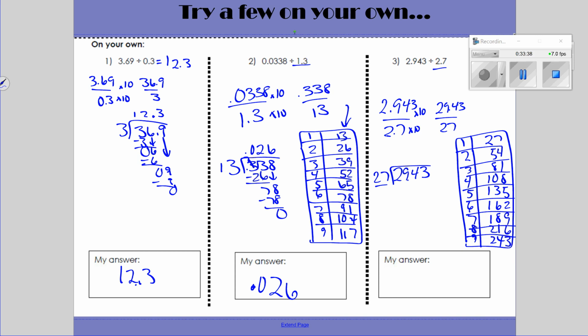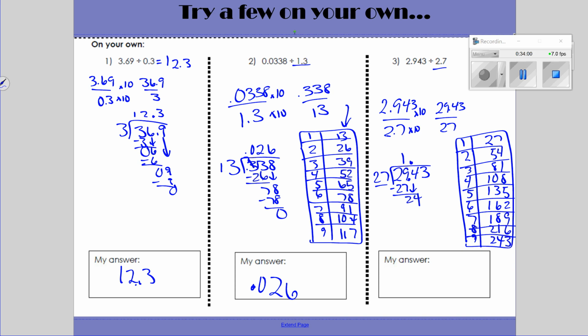Once I have my chart, this is easy, because now 27 goes into 29 once. Subtract 27. And just for the record, Ayana's the one that caught my error. She's like, Mr. Moore, you kept talking about bringing the decimal up, but then you didn't do it. It's because I didn't write the decimal down. But do make sure you bring your decimal straight up.